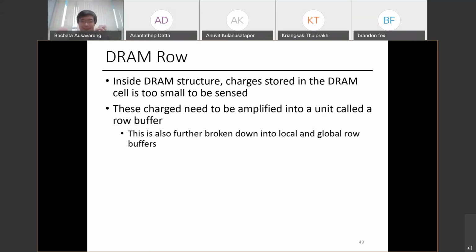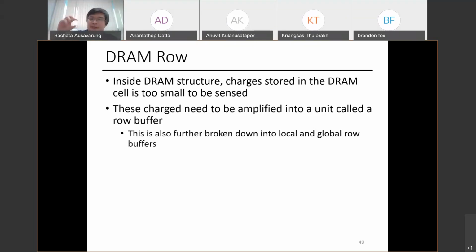Over here it's the same purpose. You need to amplify from a few electrons into another unit that contains more electrons, so you can sense whether this is greater than a certain value or lower than a certain value, so that you can tell whether this is a one or a zero.